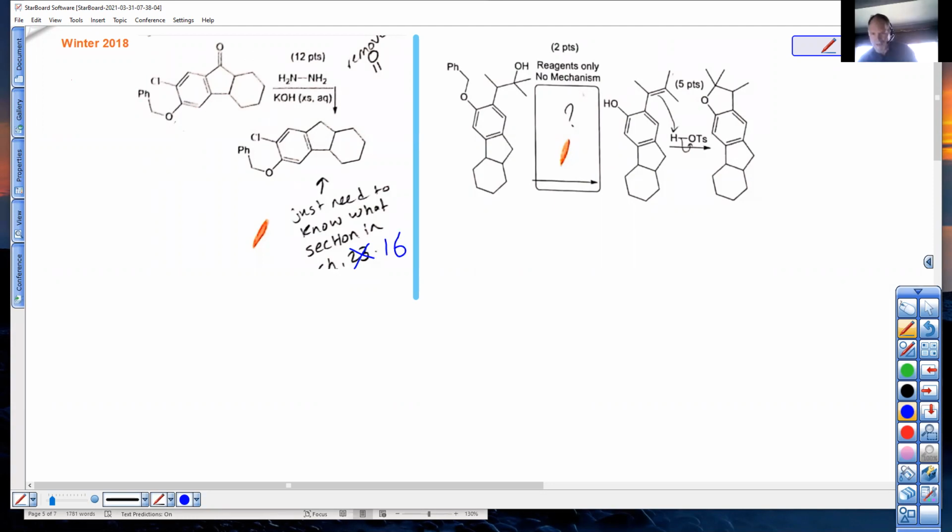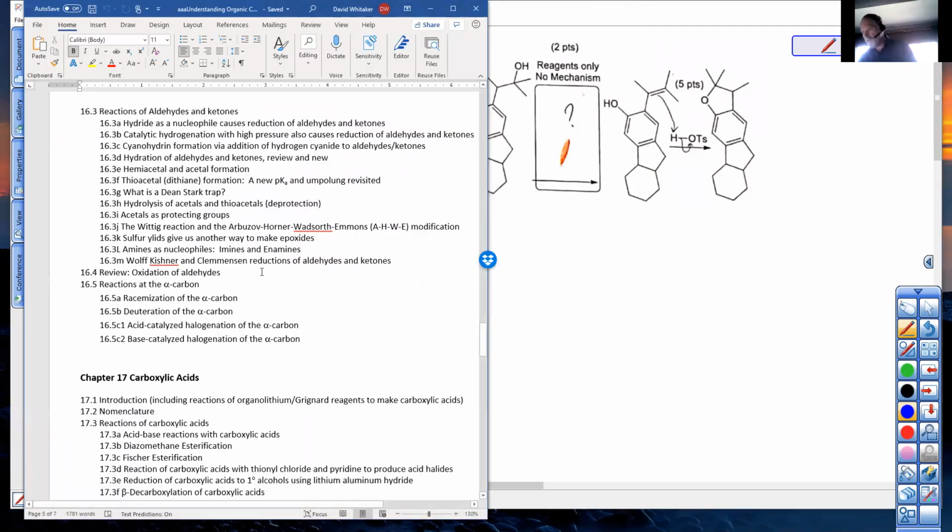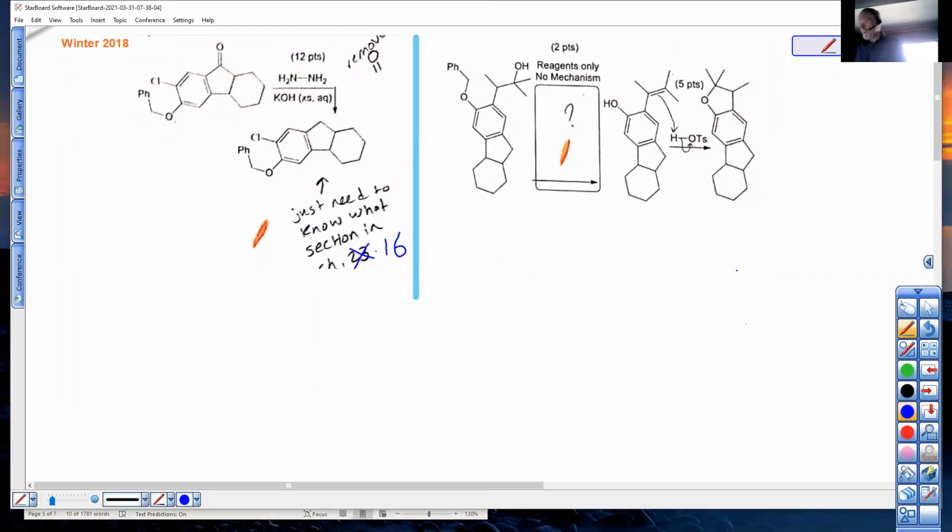And we find that it's the Wolff-Kishner reaction and Clemmensen, 16.3 M. And that will remove a carbonyl and make a CH2. The reaction involves an imine formation first, and then elimination, a tautomerization, then an elimination to form nitrogen gas. But you can look back at that section. Great mechanism. Students typically like it.